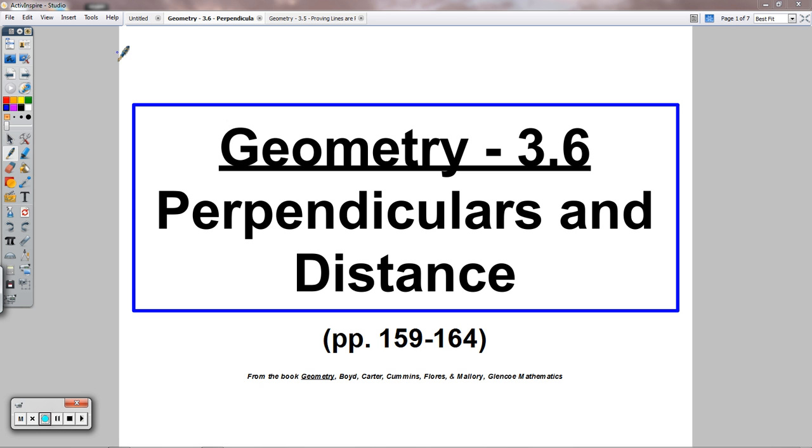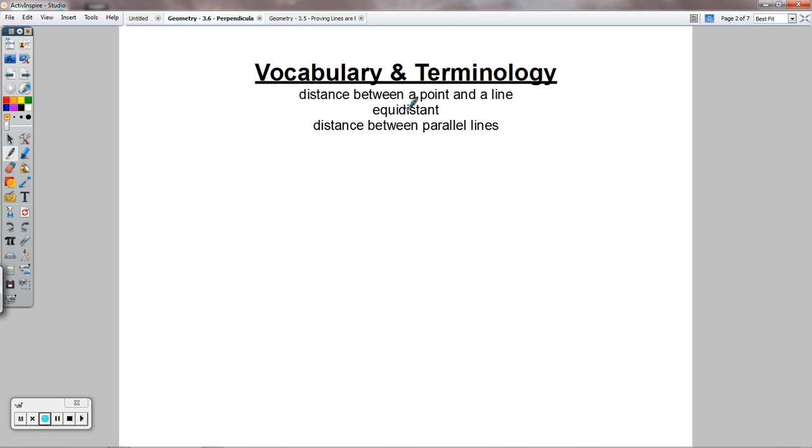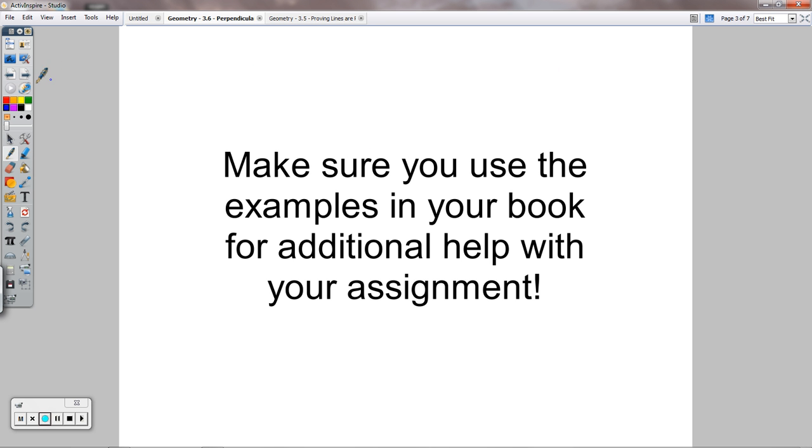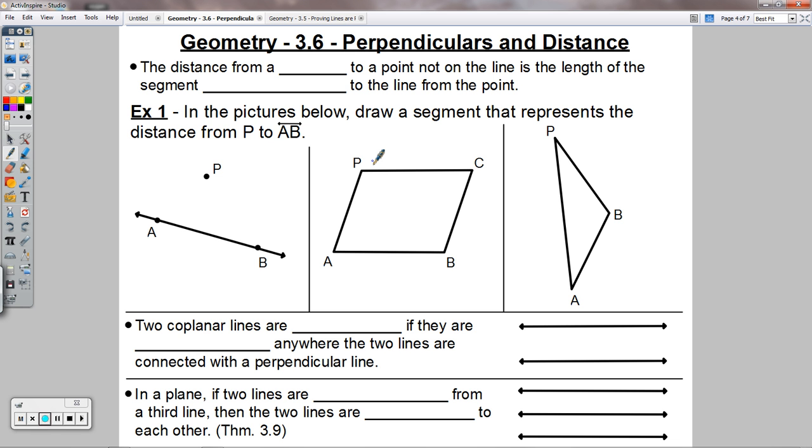Perpendiculars and distance is the topic at hand today. Talking about how to find the distance between a point and a line, what equidistant means, and distance between parallel lines. That will be the majority of the time spent on the lesson. We'll be finding the distance between parallel lines. Make sure you use those extra examples in your book. The ones I use here are similar to, but not exactly like the ones you see there. So let's get started on filling in these blanks here.